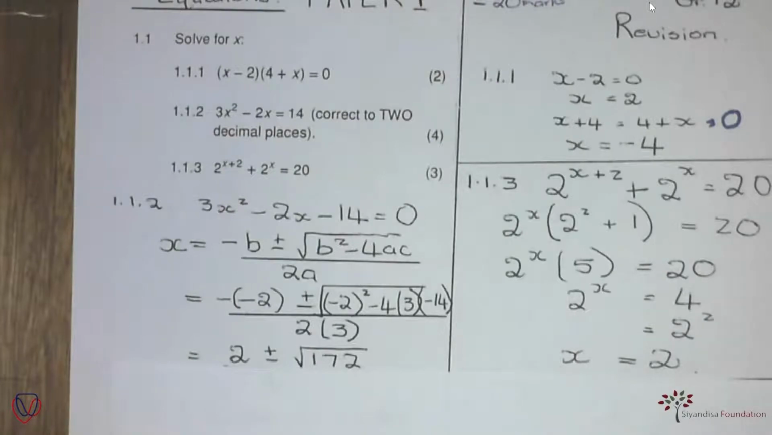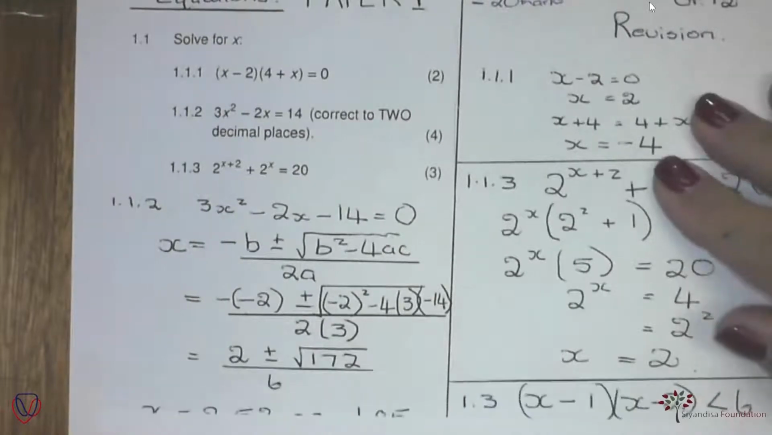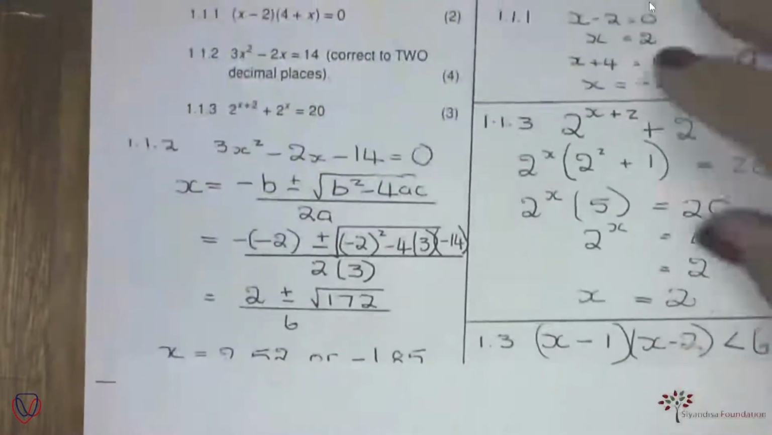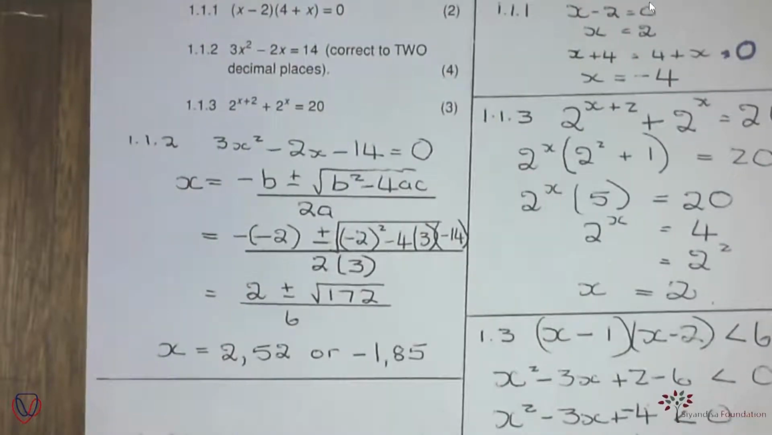People, question 1 is a question where you must get a lot of marks, because this question is really your easier question. Then we get to 1.1.3, 1.2 first. Solve the following equations simultaneously.